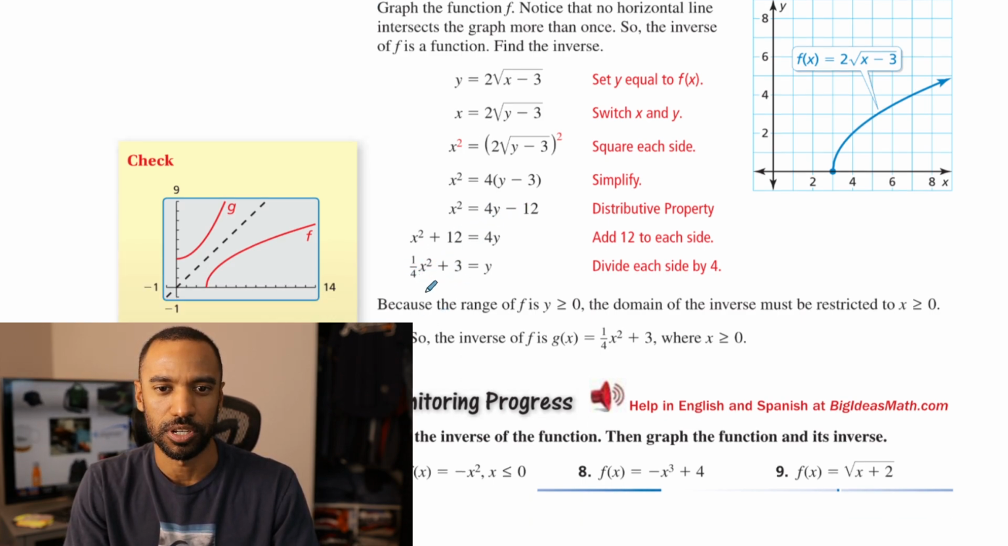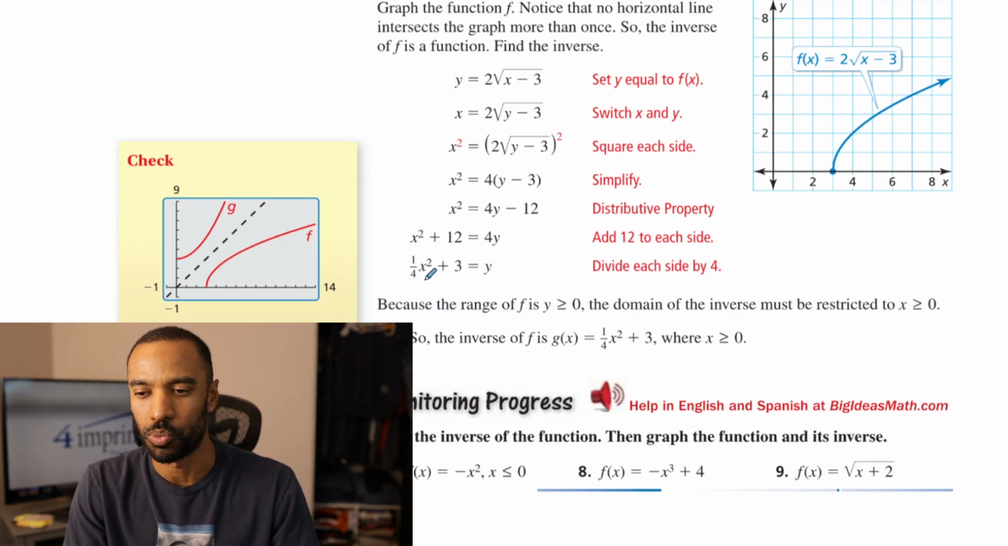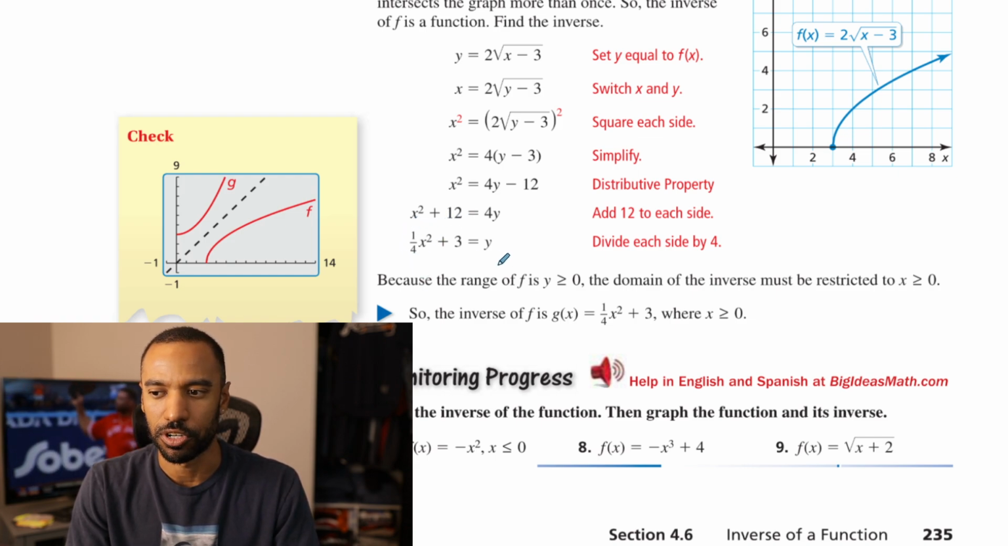Yes, a fraction comes about. We just don't have to live with the fraction beforehand. It's up to you when you want to get the fraction there. Anyway, here's the inverse function. The inverse function is right here, 1/4 x squared plus 3.